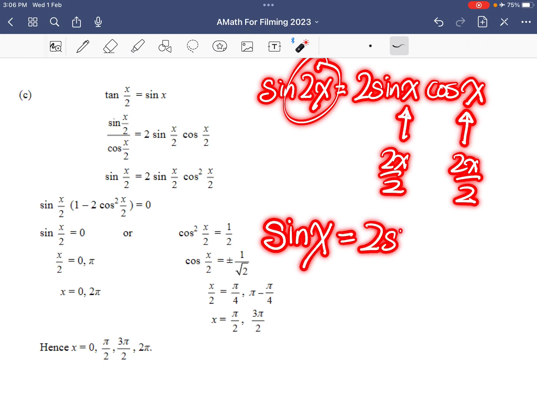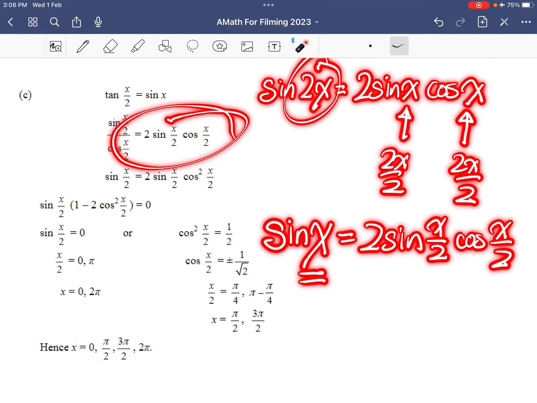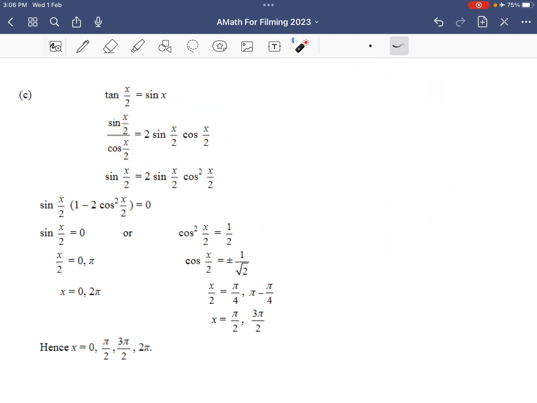So now if I were to use sine x equals to 2 sine, what I do is I take this and divide by 2. 2 sine x over 2 cosine x over 2. Hence, I will get this term over here, 2 sine x over 2 cosine x over 2. Then, tangent x over 2 is sine x over 2 over cosine x over 2. This step, I multiply both sides by cosine x over 2.